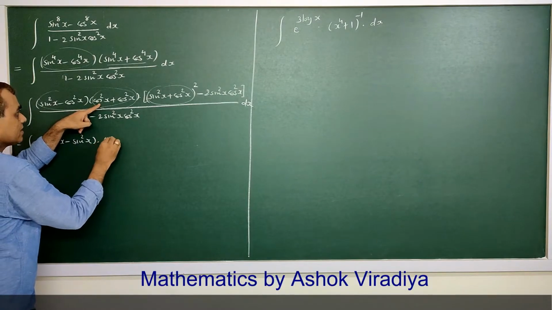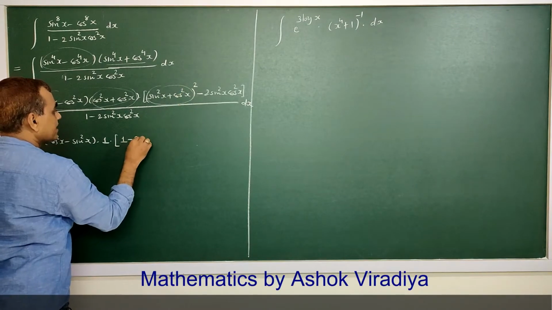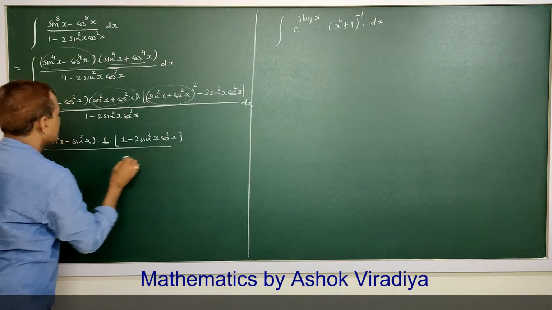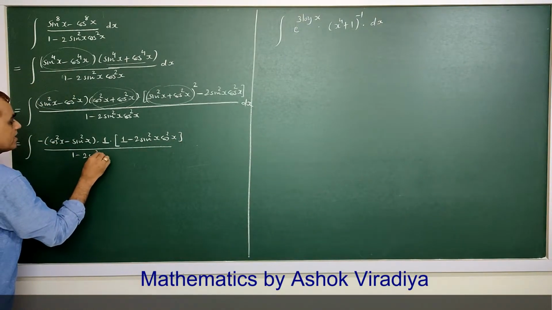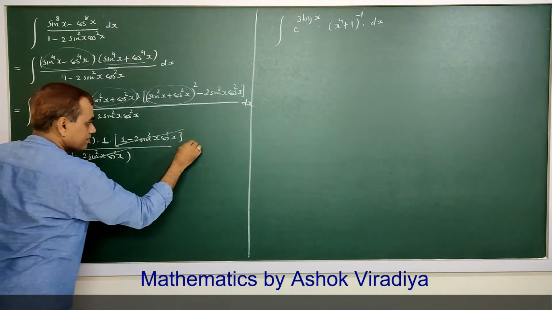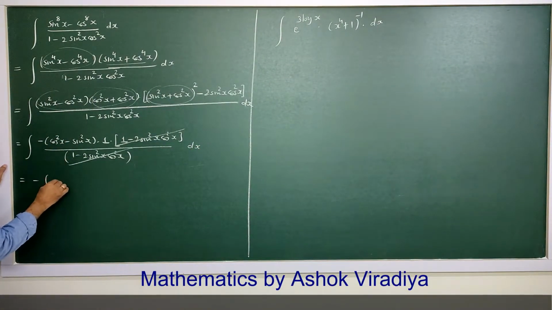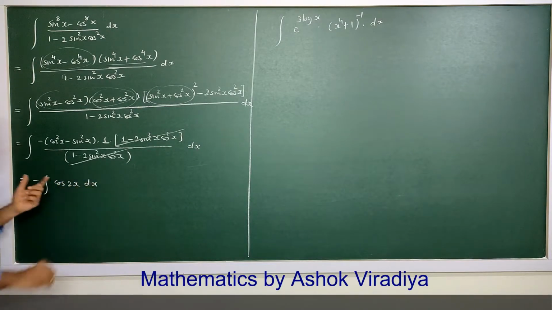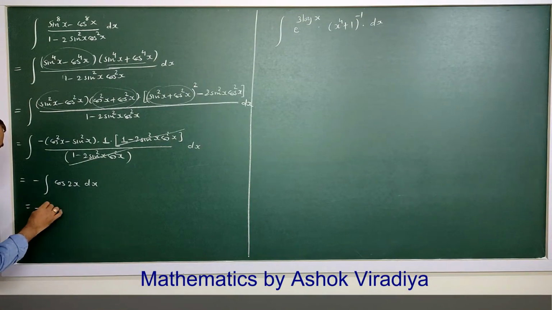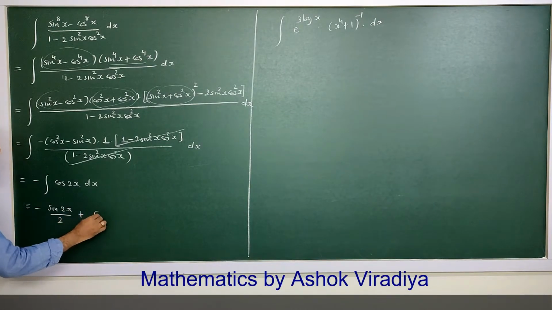This is 1, this is also 1, 1 square is 1, minus 2 sin²x cos²x upon 1 minus 2 sin²x cos²x, and now you can see that this can be removed. So taking this minus outside, this is cos 2x. So integrable form. Integral of cos 2x is sin 2x upon 2 plus c.